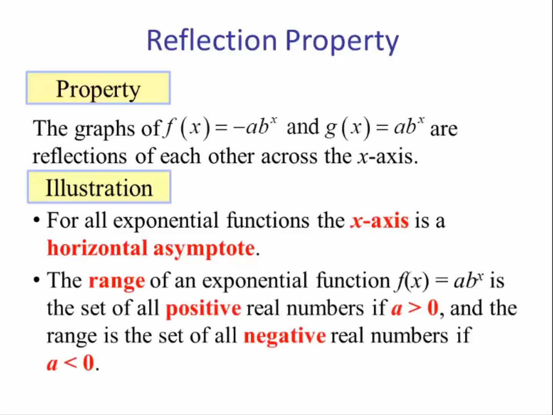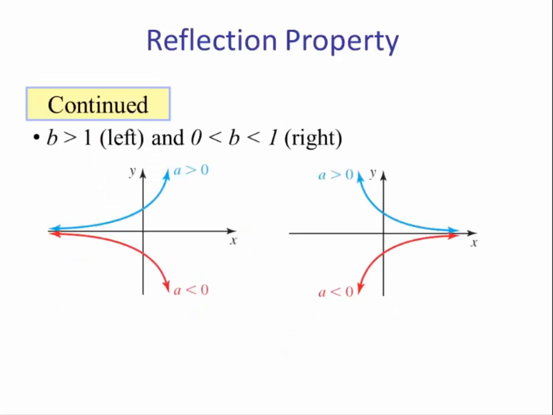The range of the exponential function f of x equals a times b raised to the x power is the set of all positive real numbers if a is a positive number, and the range is the set of all negative real numbers if a is a negative number. For both cases, the domain is all real numbers. So let's look at this graph. In this case, b is greater than 1. This is an increasing function. And a is also greater than 1 because it's in the first and second quadrant.